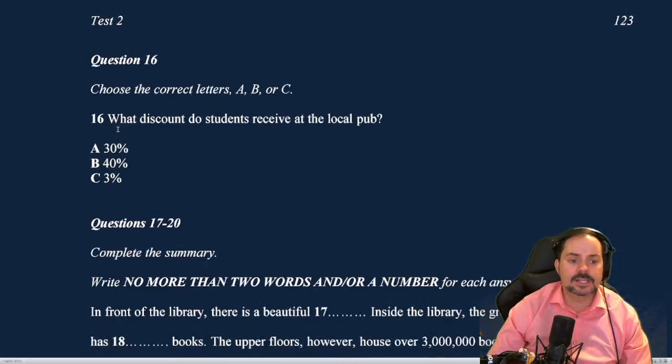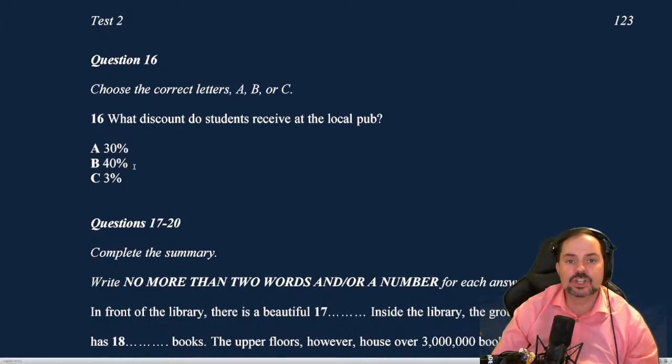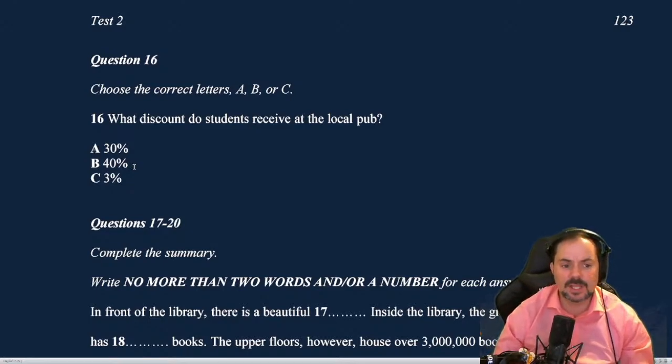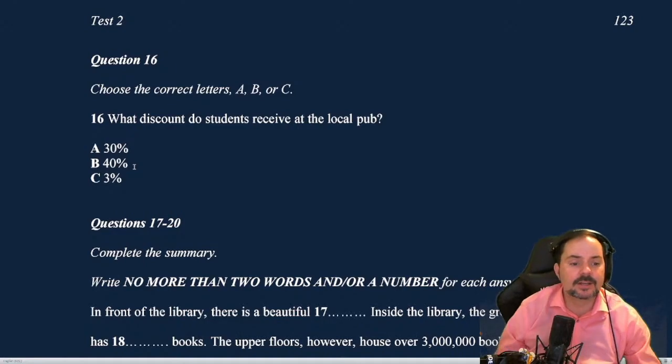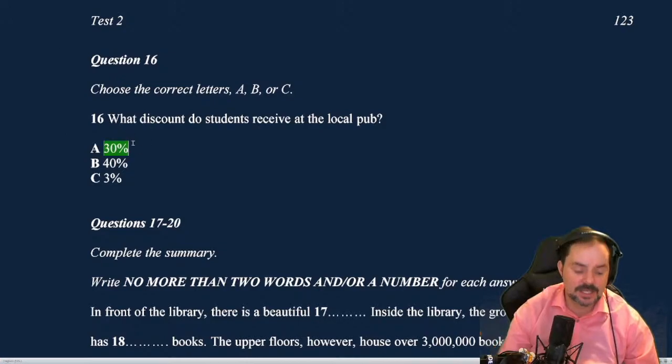All right, next question. What discount do students receive at the local pub? So how much of a discount, how much of a coupon, if you will, do they get from their drinks? 30%, 40%, 3%, A, B, or C? Paulo says it's A. Fatima says it's A. Everybody says it's A. I agree, it's A. Okay. So the correct answer was 30%.